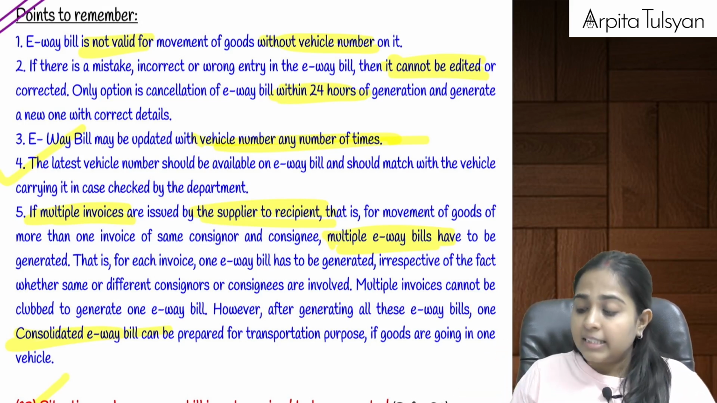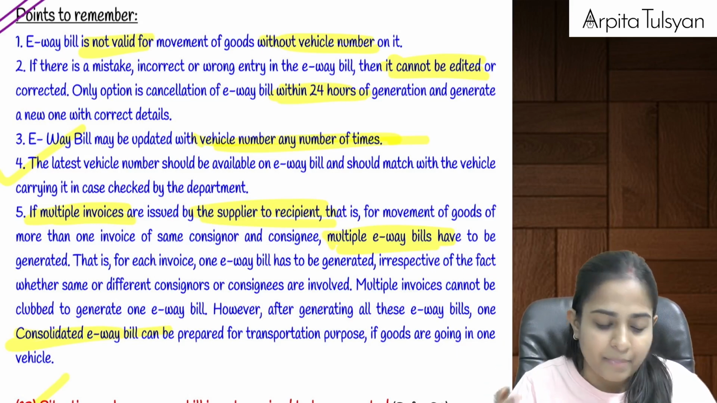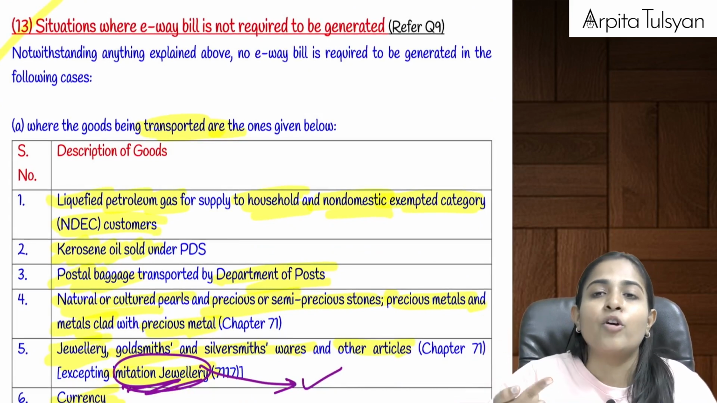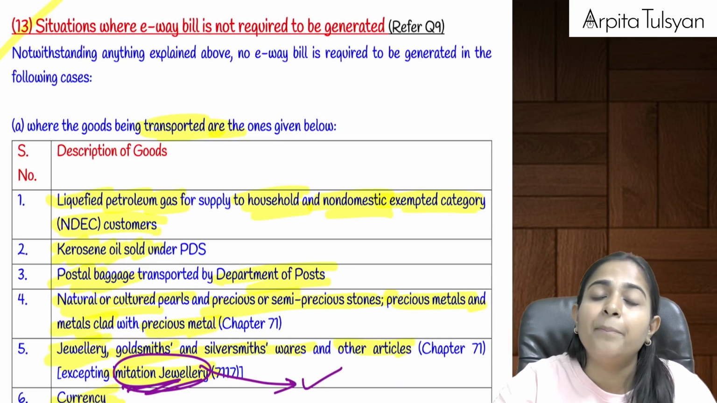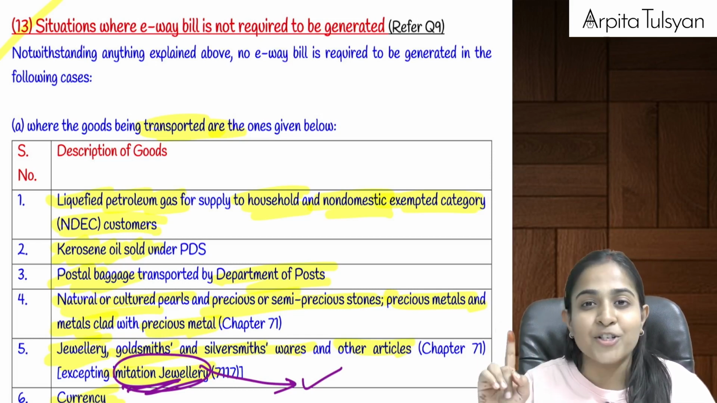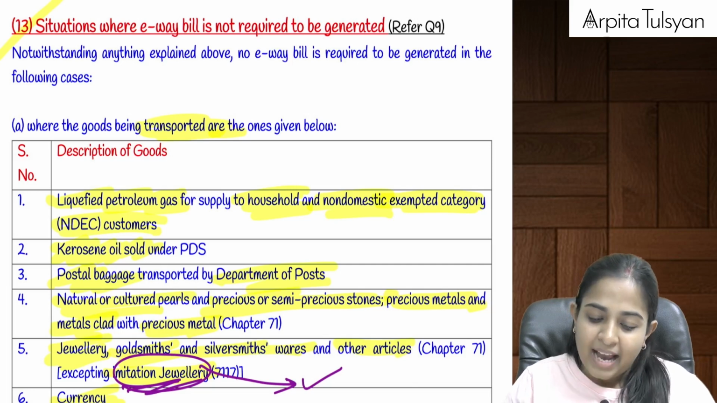Okay, another thing, an e-way bill cannot be edited if there is any mistake. It can be cancelled, but it cannot be edited. Are you clear with this? Multiple invoices will require multiple e-way bills. The only exception was bill to ship to. There were 2 invoices, but only 1 e-way bill. Are you clear with this?